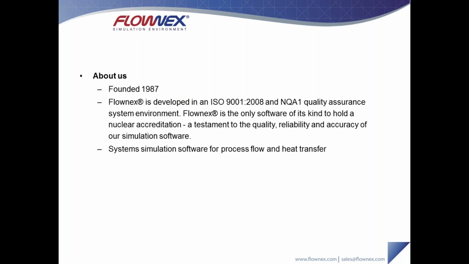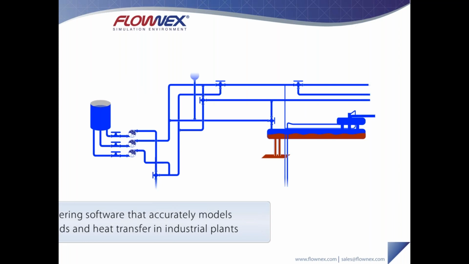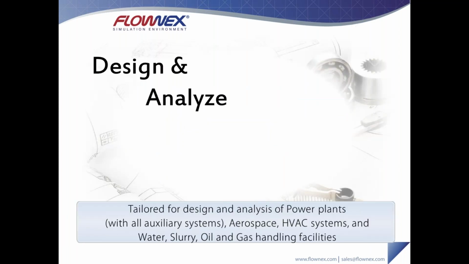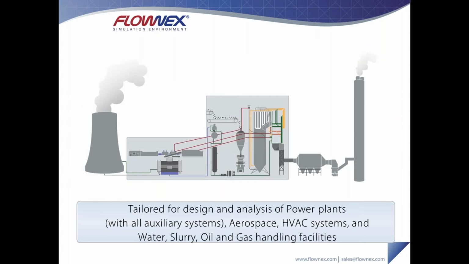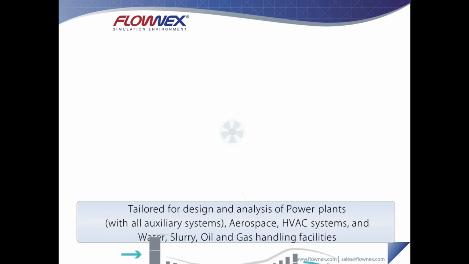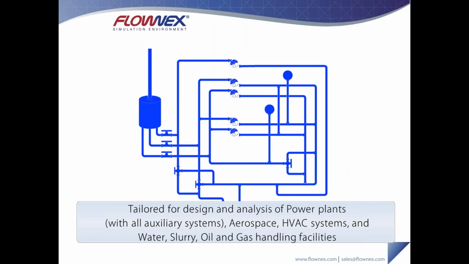We'd like to summarize ourselves as a system simulation software for process flow and heat transfer. So that's a short sentence, and I'm quickly going to elaborate a little bit more on that. Flownex is an engineering software that accurately models flow of fluids and heat transfer in industrial plants. It is tailored for the design and analysis of power plants, including all the auxiliary systems, also aerospace, HVAC systems, and water, slurry, oil, and gas handling facilities.